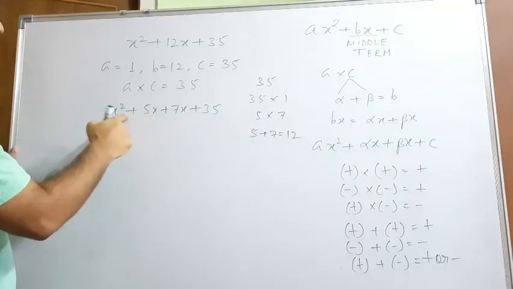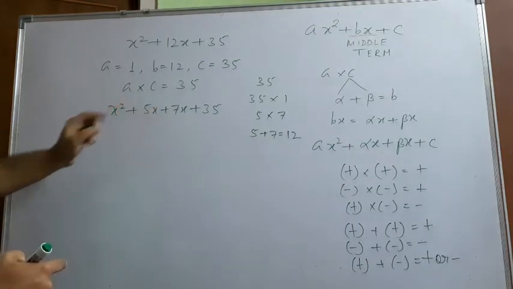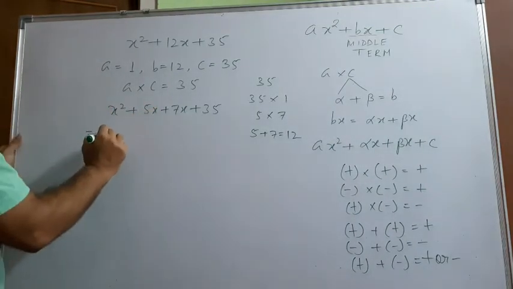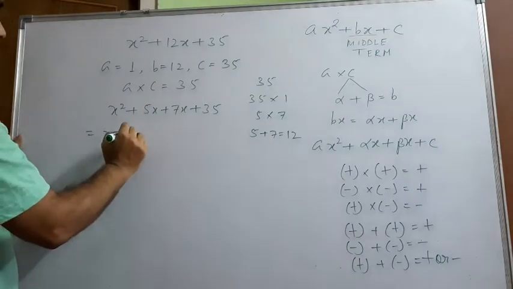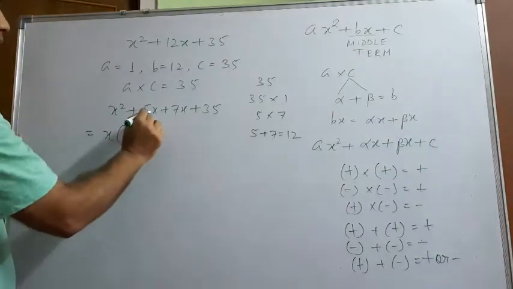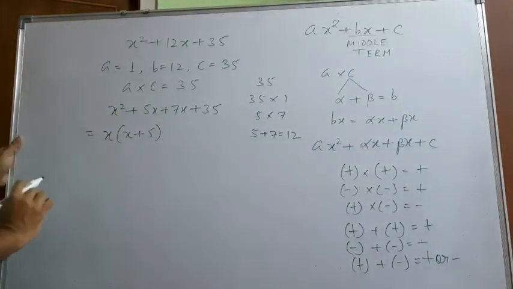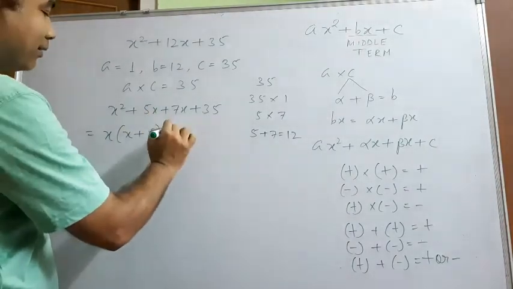From x square and x, whenever you are going to find the common in case of a variable, always the smaller power is common. So x to the power 1 is common. Here x into x becomes x square, plus x into 5 is 5x. So when you take x common from this, you will have x plus 5. Then you take this sign.